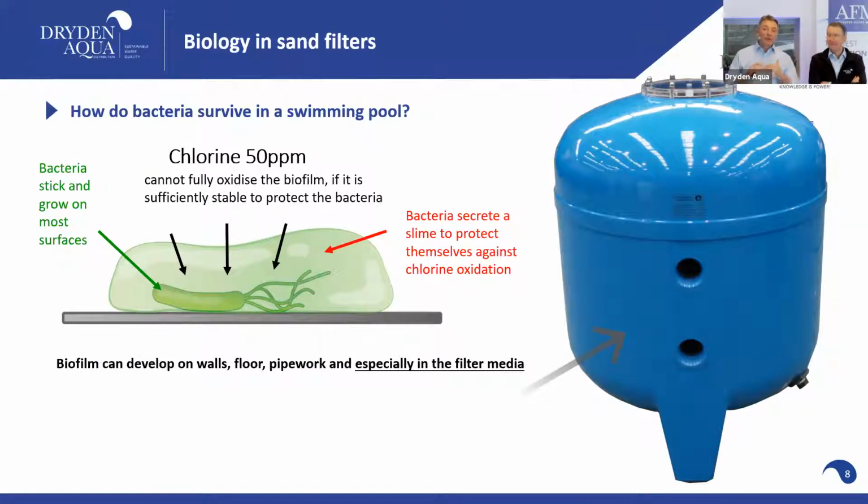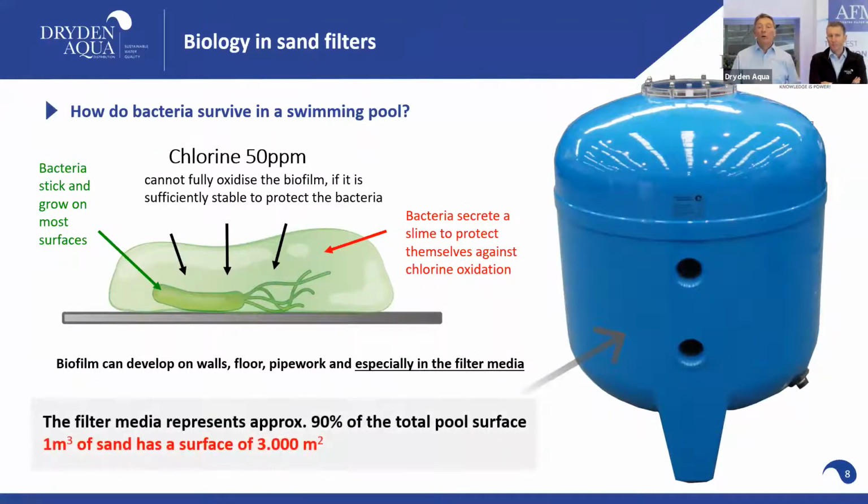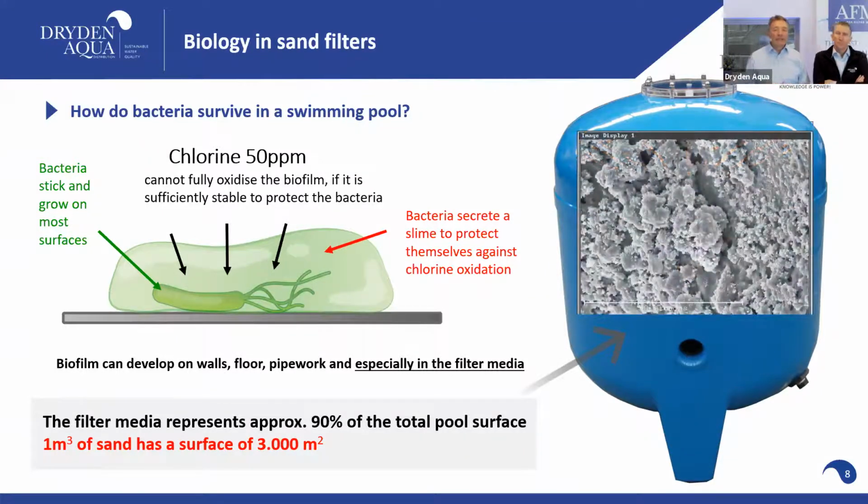So this biofilm develops on each surface that's in contact with the water. Of course, there can be your pool floor, the walls, your piping, but definitely it will also be your filter media, because 1 cubic meter of sand has a surface of 3,000 square meters. It's a really big surface. And within days, each and every grain will be colonized by these heterotrophic bacteria. You would not see it. You only see it under a very special electron microscope, but it goes really quickly.